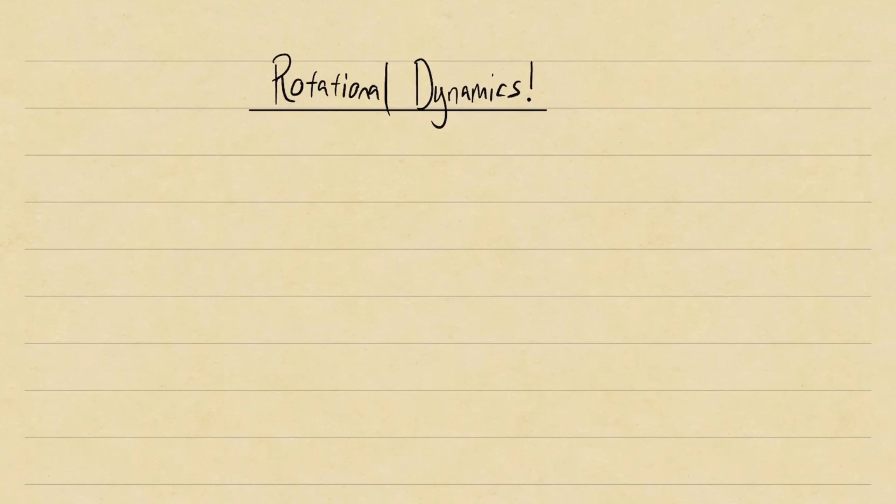So in the last lecture, we discussed rotational kinematic motion, which is used to describe how objects rotate around an axis of rotation. In this lecture, we're going to be looking at the rotational dynamics of our system. So this is like part 2 to what we did yesterday.